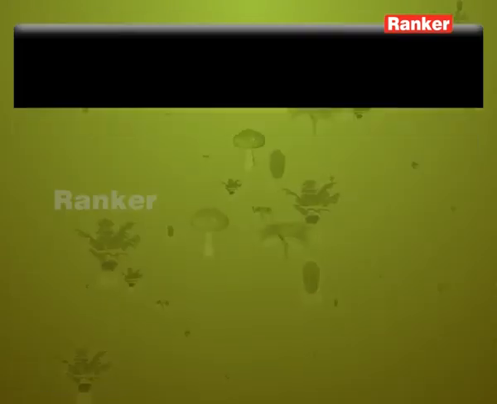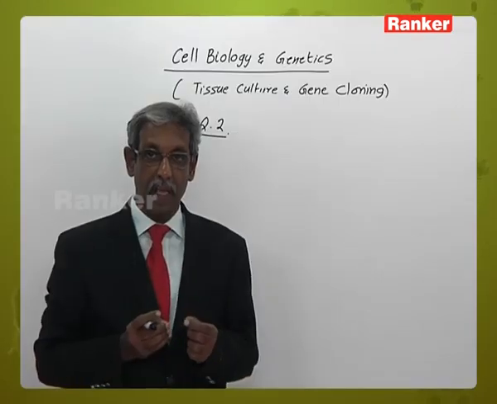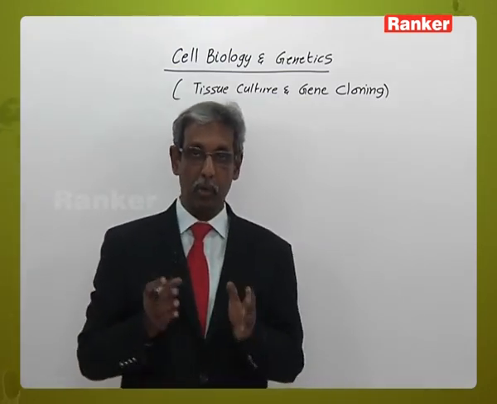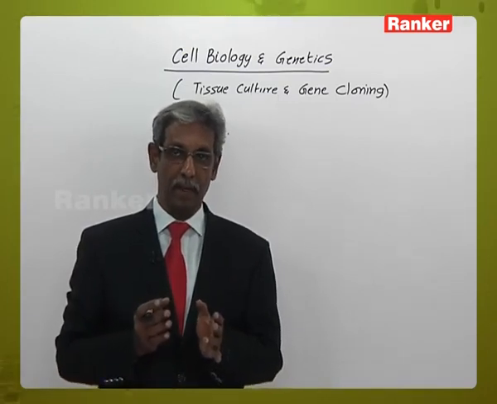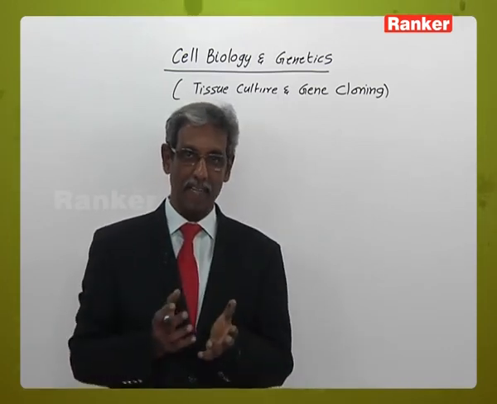Question number 2. The first step towards the generation of DNA fragments from genomic DNA is by: A, vectors; B, restriction enzymes; C, cloning; D, gene expression. If we ever have a genomic DNA, genomic DNA refers to the total DNA content of the organism. It is something like a noodle pack which is present within a plant cell.